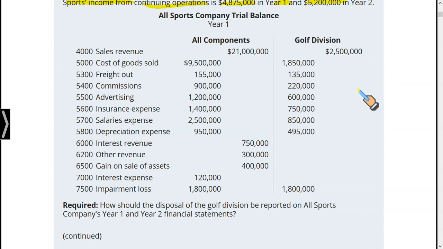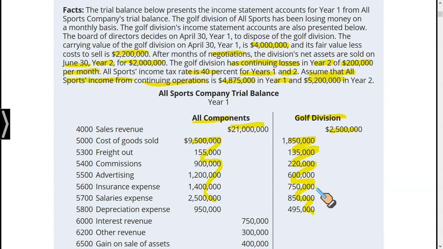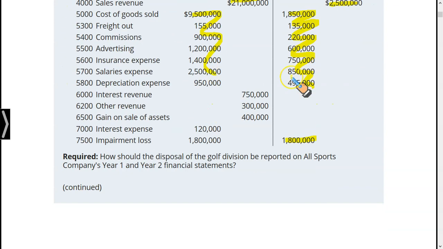So what we have been given, all the incomes and expenses are related to all components, and the golf division has been given separately. These are the sales revenues and all these expenses, and this is the impairment loss. Why? Because the fair value was 2.2 million and the carrying value is 4 million. So the difference between these two is reported here as 1.8 million impairment loss. So how should the disposal of the golf division be reported on All Sports Company's year 1 and year 2 financial statements? Let me show you.